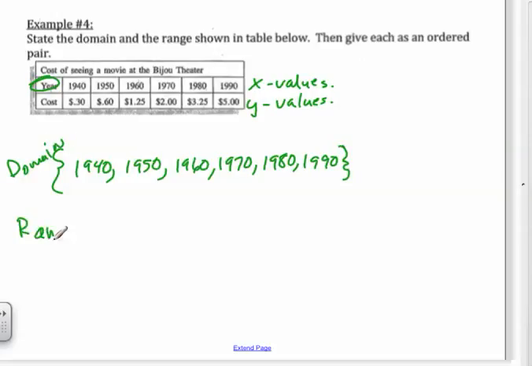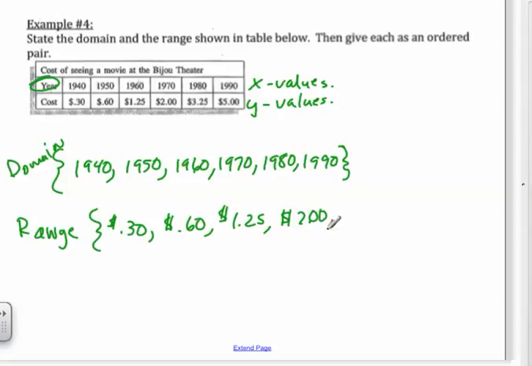The range, same thing. So, braces, and I'm going to write 30 cents, 60 cents, $1.25, $2, $3.25, and then $5.